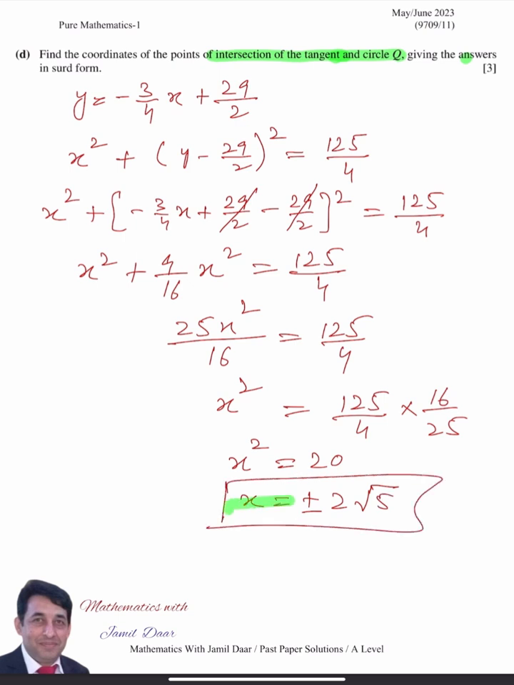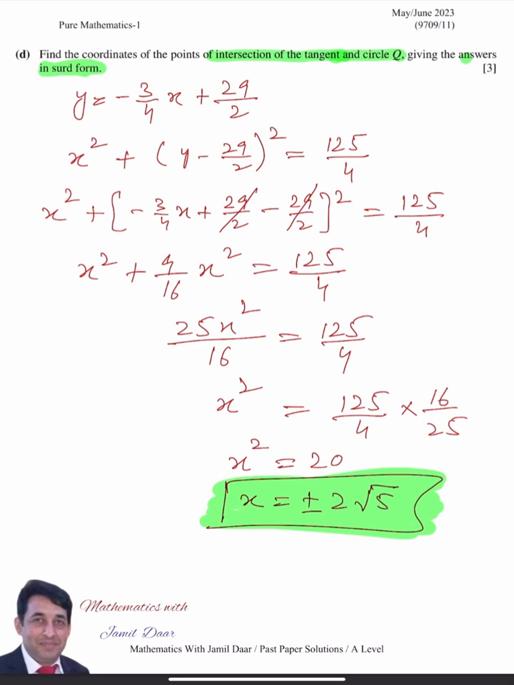So this is the x coordinate, and as you are told, leave your answer in surd form. So we are not going to simplify the square root of 5. Otherwise, we would use a calculator and write it to 3 significant figures.